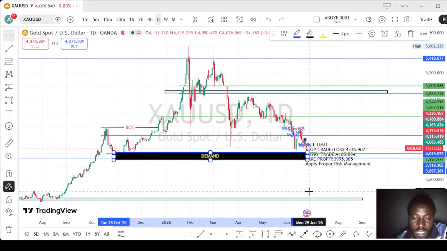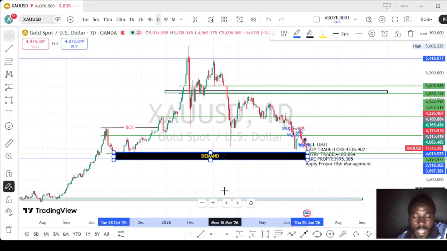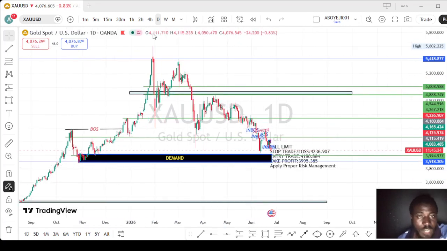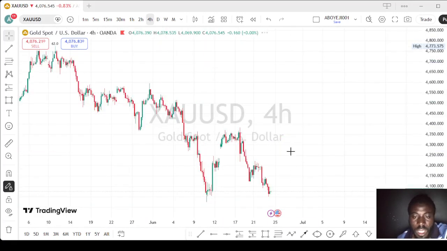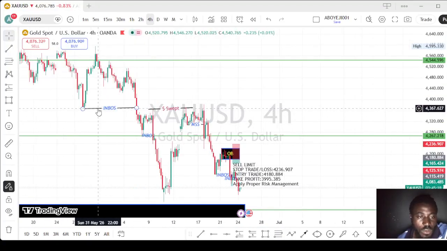But we are still selling the market to this monthly key level because on the monthly key level we are having an FVG. The gap is too much over there. So let's move to the 4 hour time frame, which is our analysis time frame. This is the 4 hour time frame. You can see break of structure.